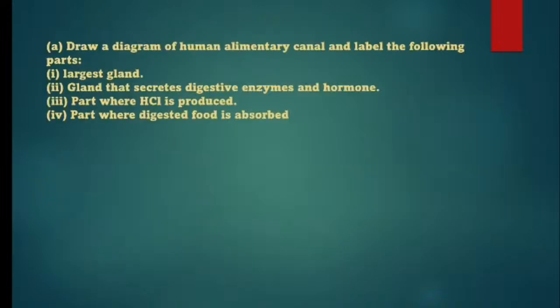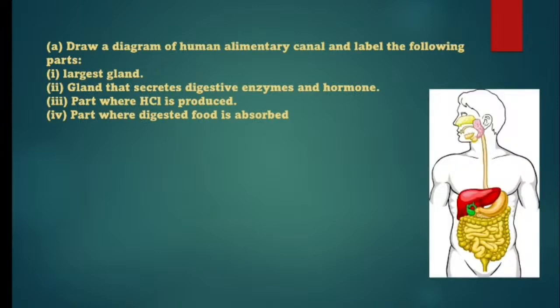Okay. Draw a diagram of the alimentary canal and label the following parts. Largest gland that secretes digestive enzymes and hormones, part where HCl is produced, and part where digested food is absorbed. So you can see that I've given a picture of the human alimentary canal, where you have to label the largest gland. So the largest gland is the liver. Alright, the liver is the largest gland in the human body.